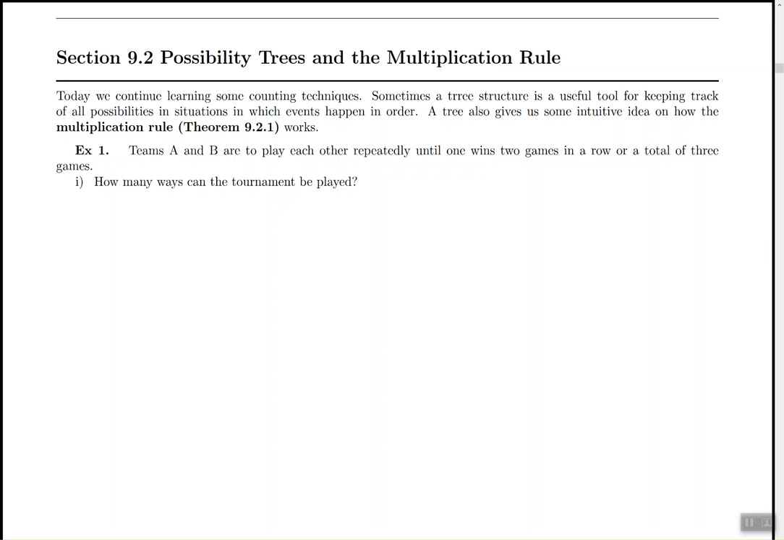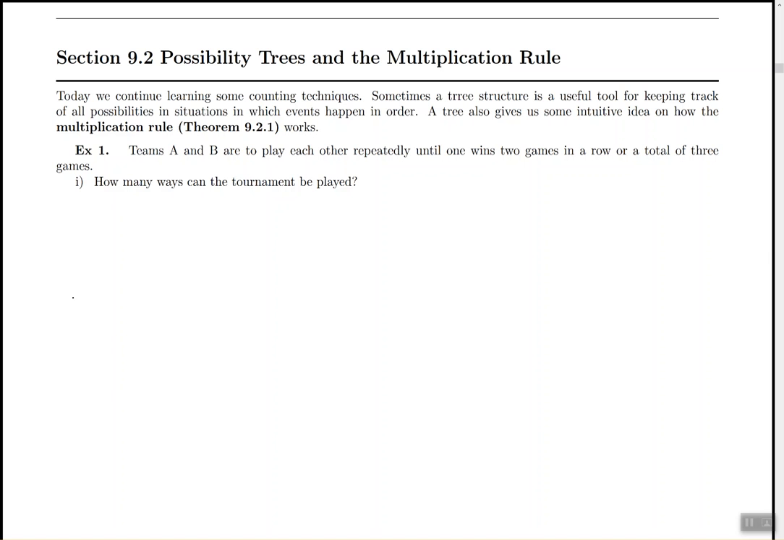So in this example 1, it says teams A and B are to play each other until one of the teams wins 2 games in a row, or a team wins a total of 3 games. So that means they don't have to be consecutive games, just 3 in total. And how many ways can the tournament be played? If you want to do this abstractly in your mind, it's going to take a little bit of time. It's going to be kind of difficult to do. So let's make a tree.